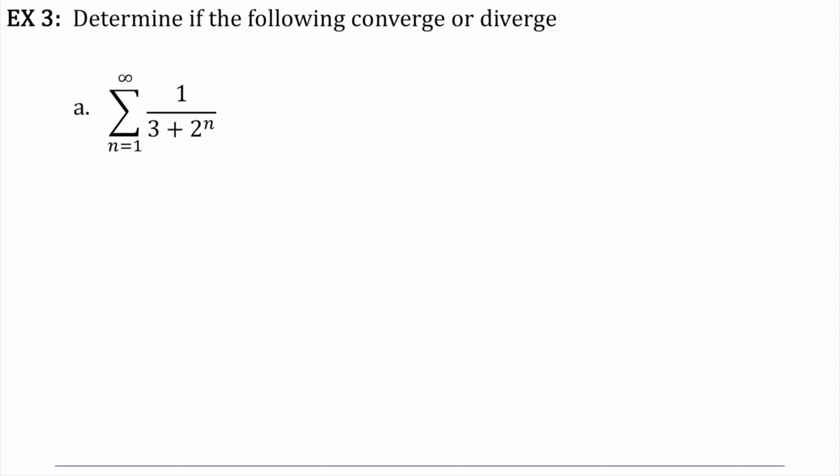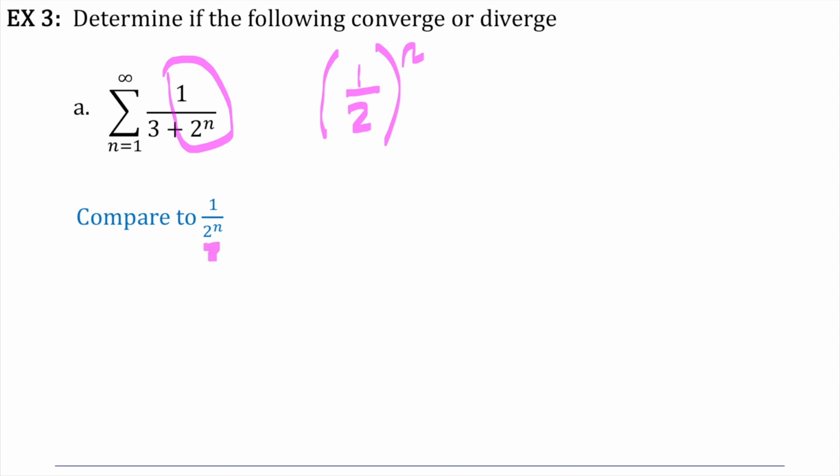Example 3, determine if the following converge or diverge. Okay, this is not a p-series because n isn't the base, but if it was just this one, 1 over 2 to the n, I could figure that out because that is a geometric series. So that's what I'm going to choose to compare it to, 1 over 2 to the n.